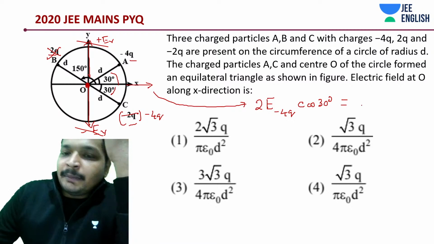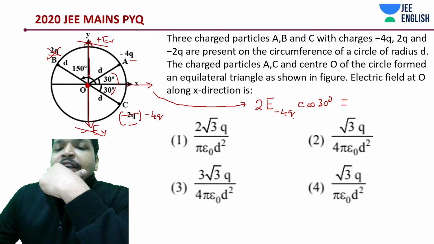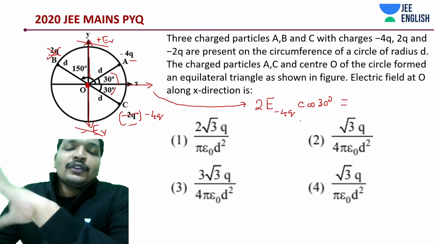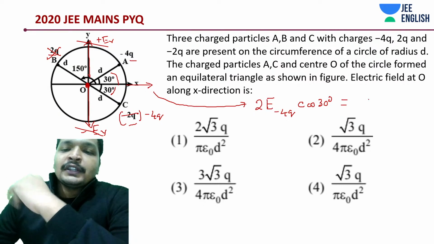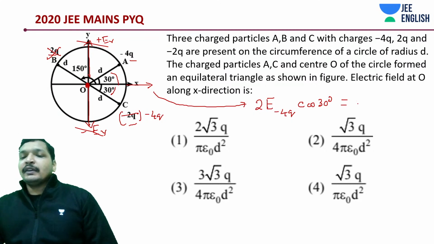Something like root 3 by 2. And what do you think is the field due to minus 4q? I'll give you a detailed explanation of this. Don't worry about it. Just for now, focus on the technique. Then after the detailed explanation, this will become even better.